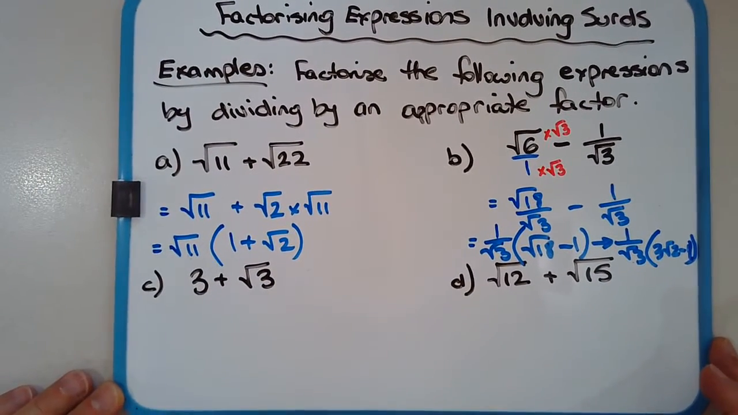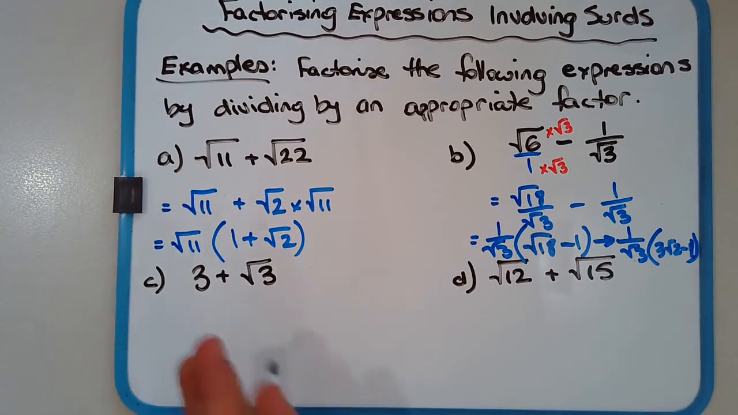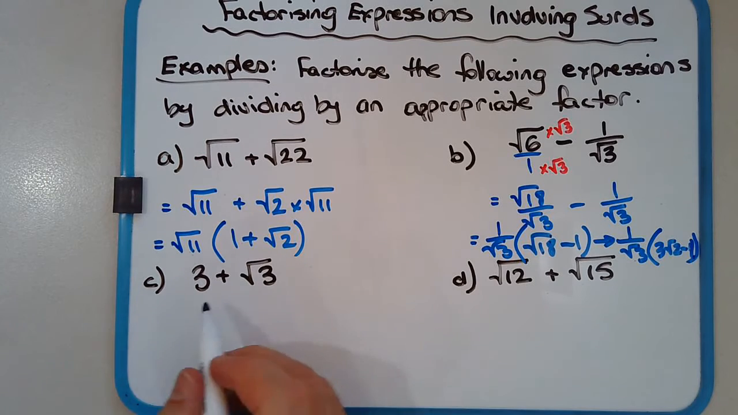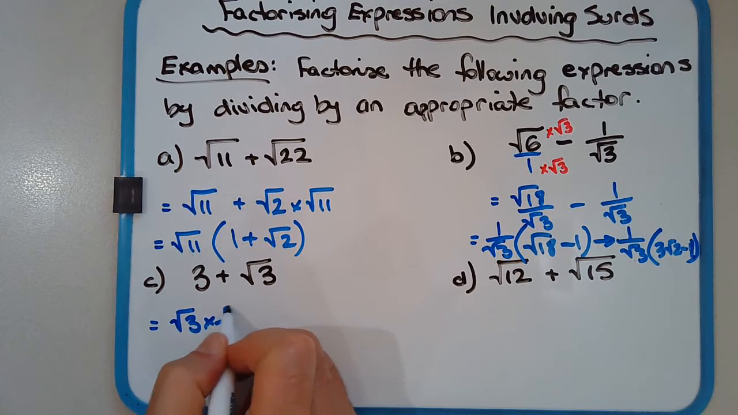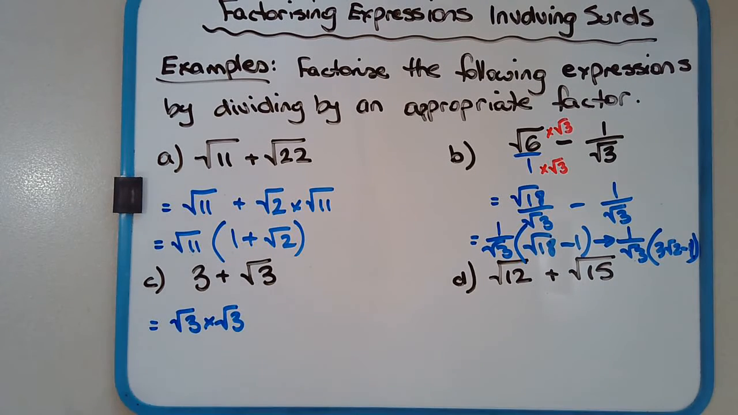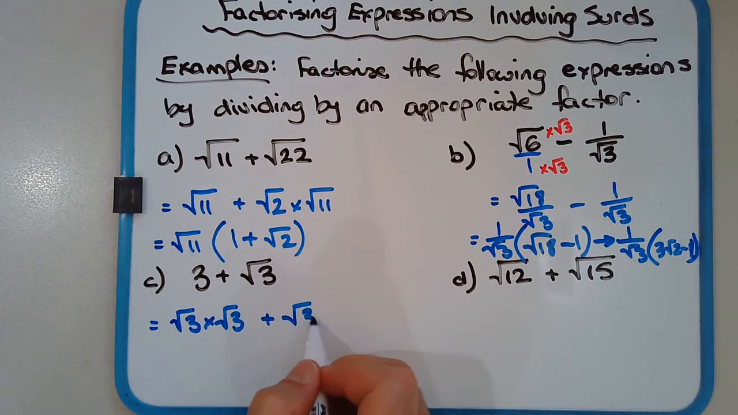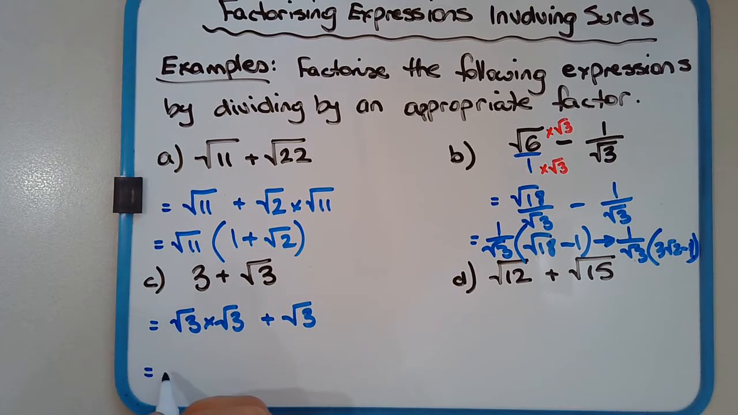All right, what about 3 plus root 3? Now you might think, there's nothing in common here. Now 3, isn't that square root of 3 times the square root of 3? That gives you 3 plus square root of 3. So we can take square root of 3 out as a common factor, and that leaves behind root 3 plus 1.